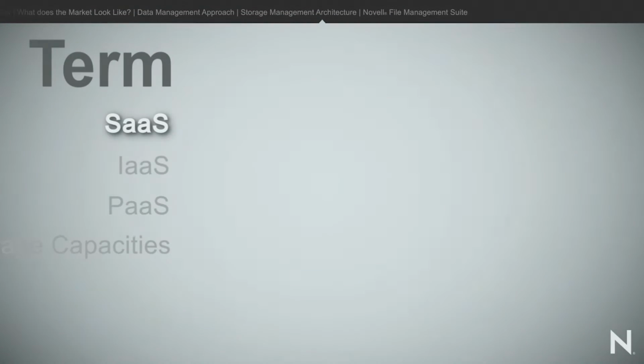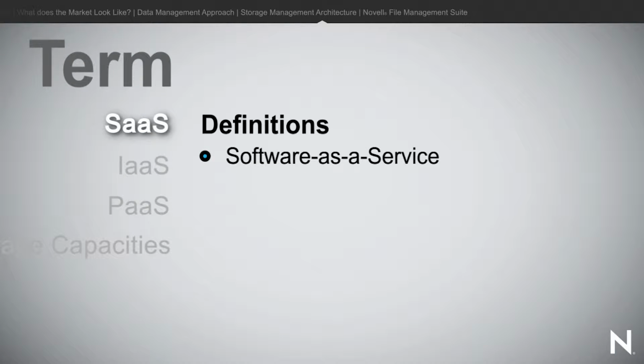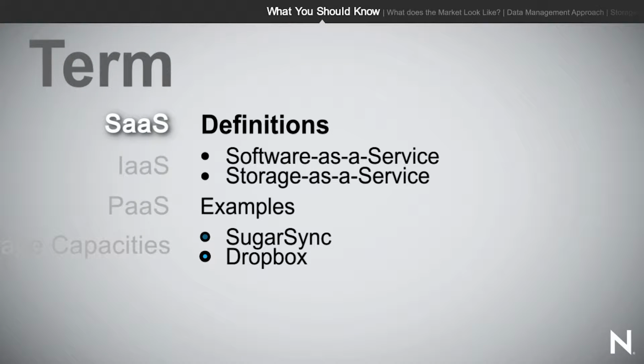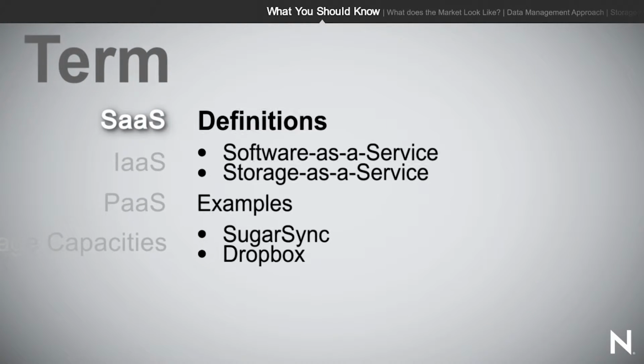There are two definitions of SaaS that are used today. The most common is software as a service, which refers to cloud-based software. In context with file and storage management, there's an emergence of the term storage as a service, but regardless, it's still classified as a SaaS capability. Good examples of this are for-fee services like SugarSync, Dropbox, Box.net, and similar online storage solutions.